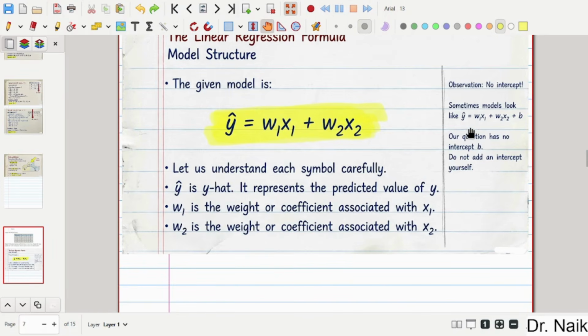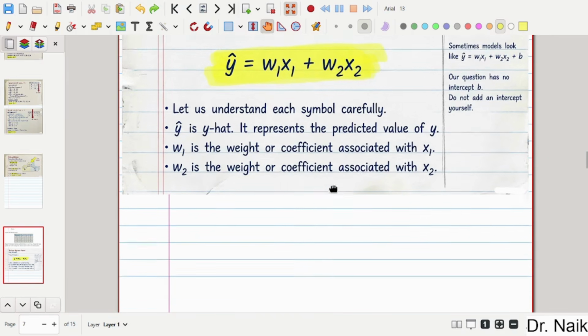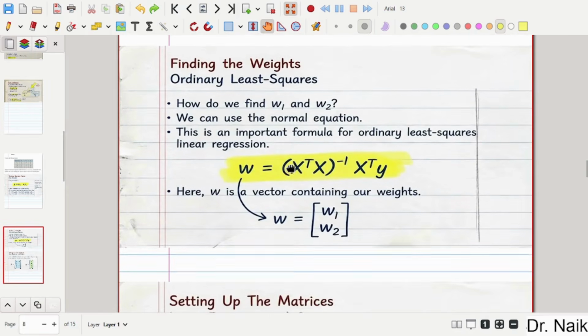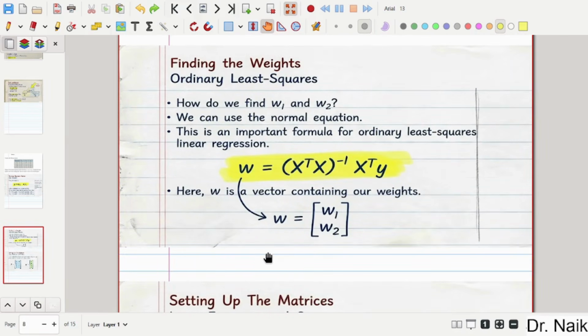Sometimes the model looks like y hat equals w1x1 plus w2x2 plus b, but our question has not given us the intercept b, so we will not add an intercept. So finding the weights: how do we find w1 and w2? We can use the normal equation. This is an important formula for ordinary least squares linear regression, and the formula is w equals the inverse of x transpose x multiplied by x transpose y, where w is the weight vector containing our weights. So w is a column vector with entries w1 and w2.